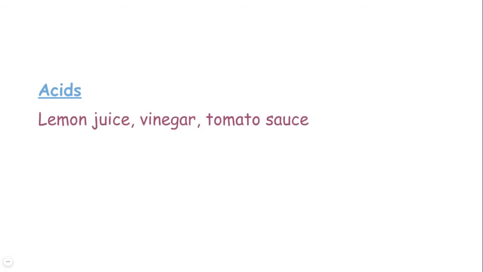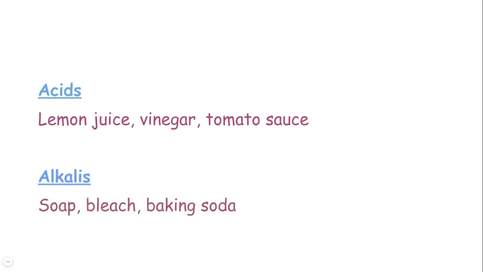Okay, so here's what I got. Acids, I had lemon juice, vinegar and tomato sauce, and for my alkalis, I had soap, bleach and baking soda. So there are no right and wrong answers here. These are my examples. If you've got something different, that's cool. Maybe I'm going to show you a technique to test them, to see if they're acids and alkalis. These are just examples of everyday acids and everyday alkalis.